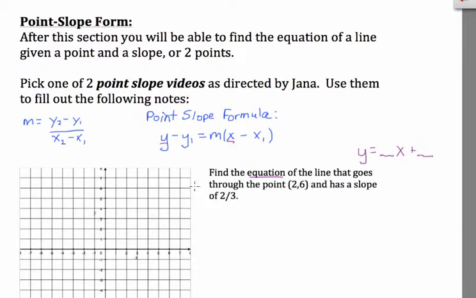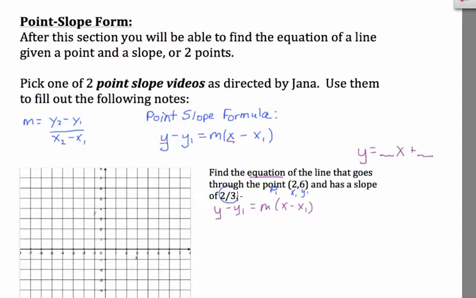So the first thing to do is to write down the point-slope formula. y minus y1 equals m times x minus x1. Then let's figure out what each of our pieces are going to be. They tell us that our line goes through this point, (2, 6). So pretend that that is point 1. So then your x coordinate will be x1 and your y coordinate will be y1. Those numbers go in for x1 and y1.